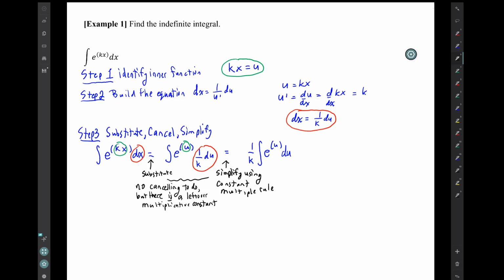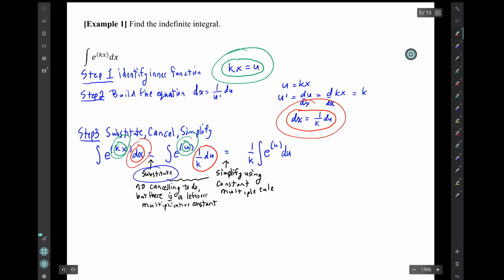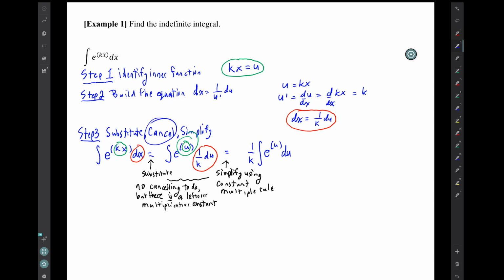Notice that we did substitute. We substituted using the green circled equation to make the green substitution, and the red circled equation to make the red substitution. Now what about the canceling? Well, there was no canceling to do in this example.